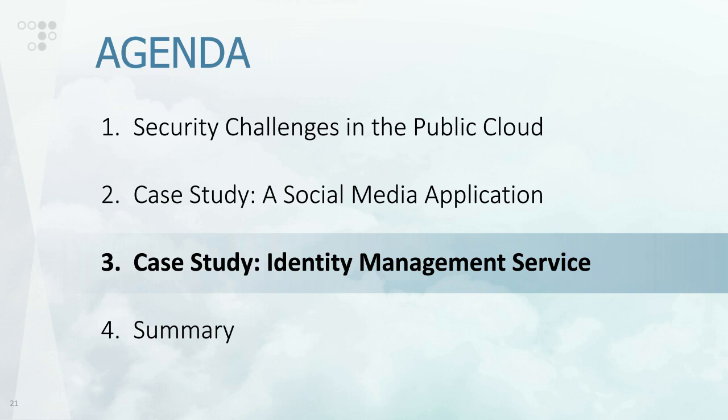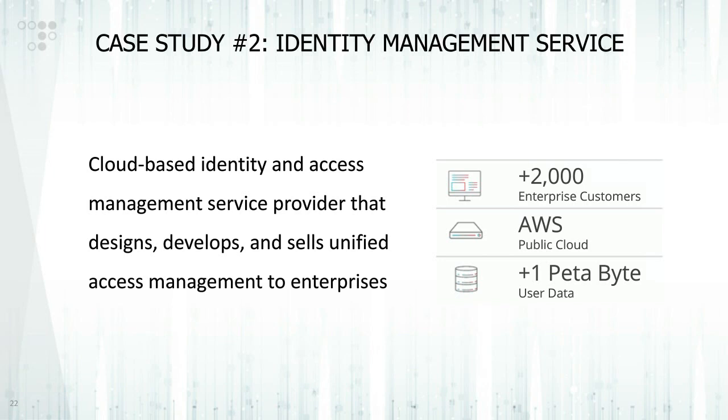So let's look at the identity management service, which was the target of data breach number 2. This example is on a cloud-based identity and access manager service provider, sort of a one-stop shop, single sign-on provider for various services, which serves a clientele of large-scale enterprise-grade customers with over 2,000 such customers, also running on top of AWS and storing large quantities of customer data.